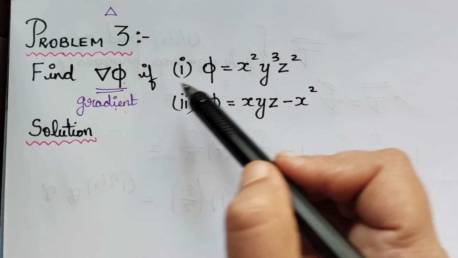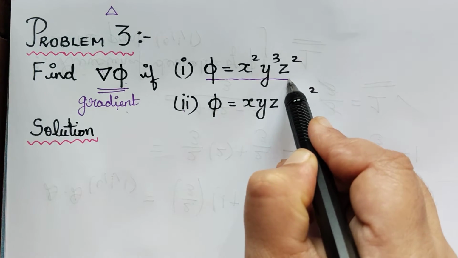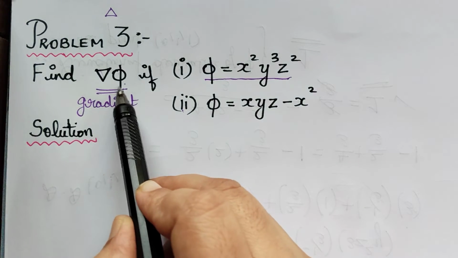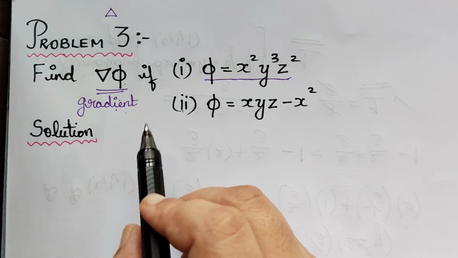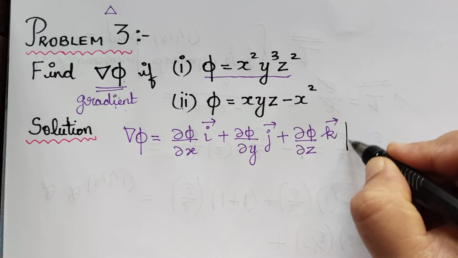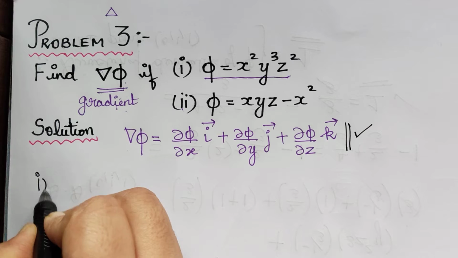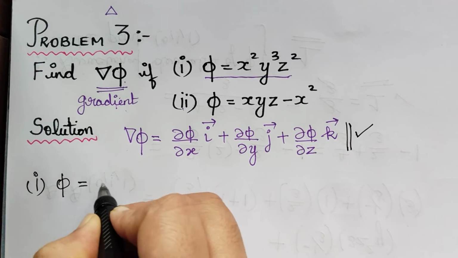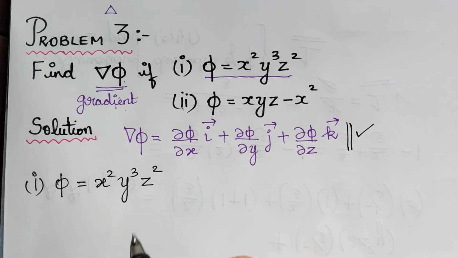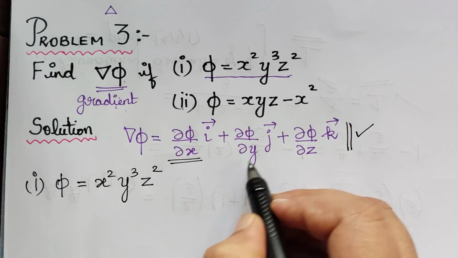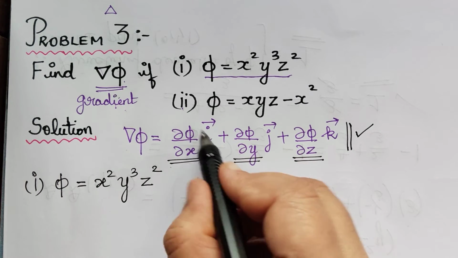Anyway, now here the question is, they have given two subdivisions. They have given the scalar point function phi, and they have asked us to find nabla phi, which is the gradient of the scalar point function. So first we shall write the formula for gradient. This is the formula to find nabla phi, which is the gradient. Now the first subdivision given here is phi is equal to x square y cube z square. For this, first we shall find ∂phi/∂x, ∂phi/∂y and ∂phi/∂z separately, and then we shall substitute here.